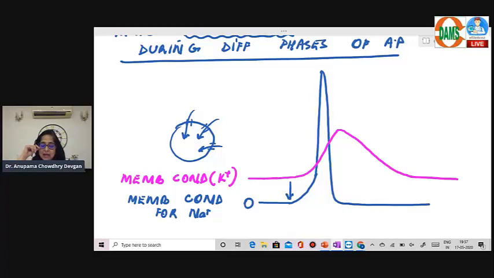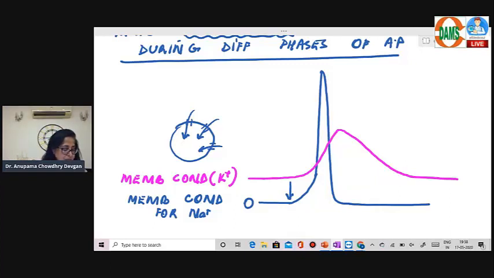Right? Now, remember, this is not a potential graph. This is a membrane conductance graph. Basic point. This is your membrane conductance graph, not a potential change graph. Please understand, because of changes in conductance, there will be changes in potential, which I will superimpose here.